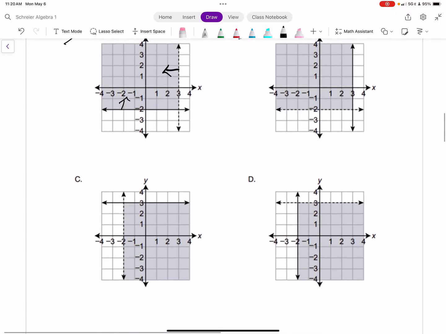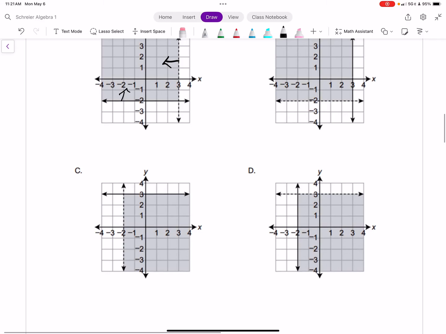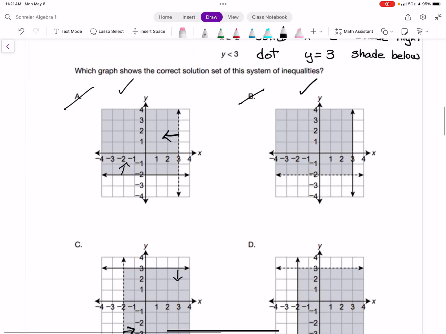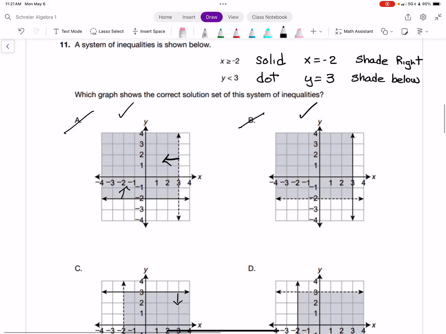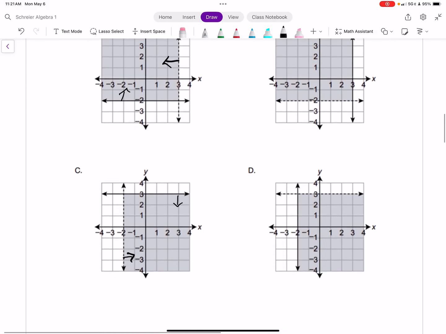Then when I look at the next 2, they're the ones that I want to pick from because it's to the right and below the line. But I have to make sure I correctly pick the dotted versus the solid line. So it says that at x equals -2, I should have the solid line. So this has a dotted line at -2, so I'm going to go ahead and pick answer choice D because it has the solid line at -2 and the dotted line at y is equal to 3.